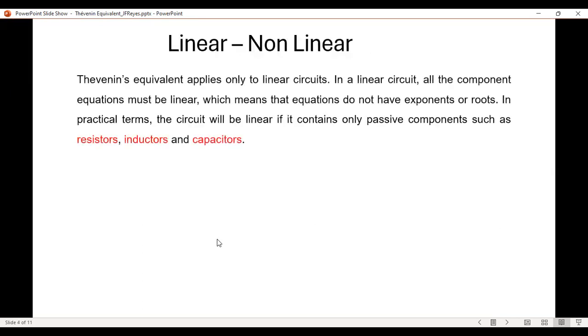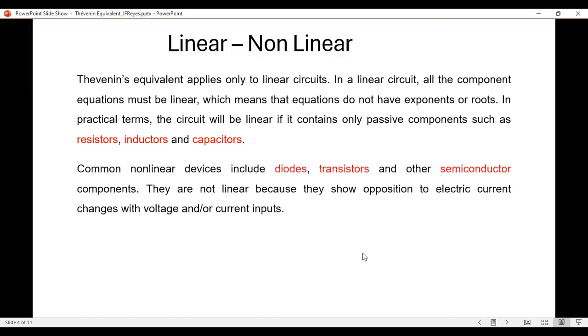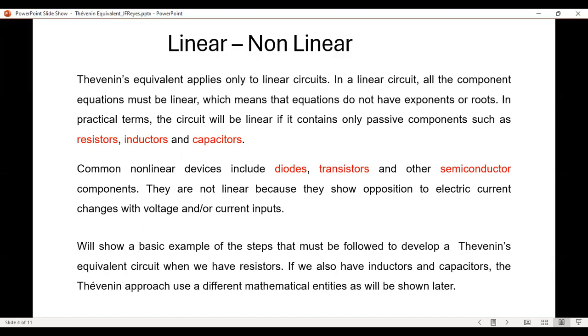Now, Thevenin equivalent applies only to linear circuits. In a linear circuit, all component equations must be linear, which means that equations do not have exponent or roots. In practical terms, the circuit will be linear if it contains only passive components such as resistors, inductors, and capacitors. Common nonlinear devices include diodes, transistors, and other semiconductor components. They are not linear because they show opposition to electric current that changes with voltage and/or current inputs.